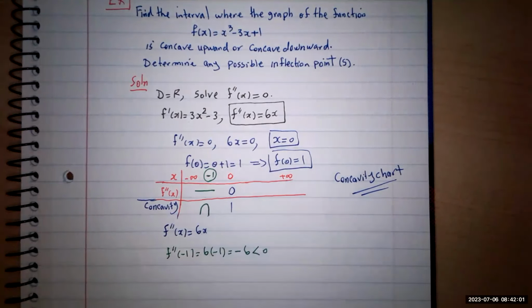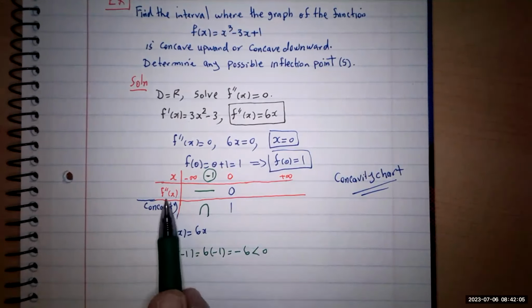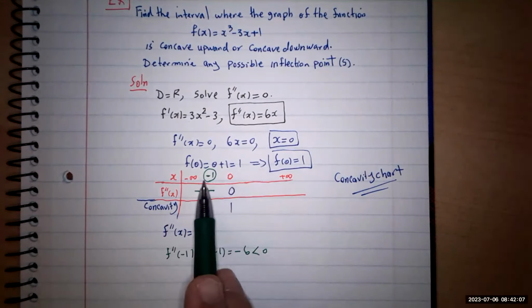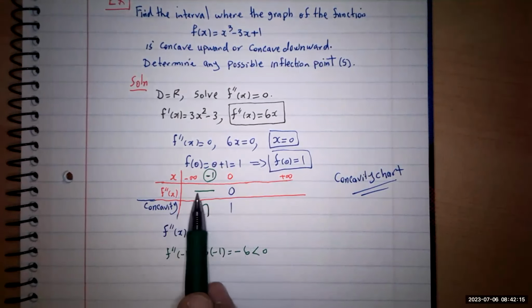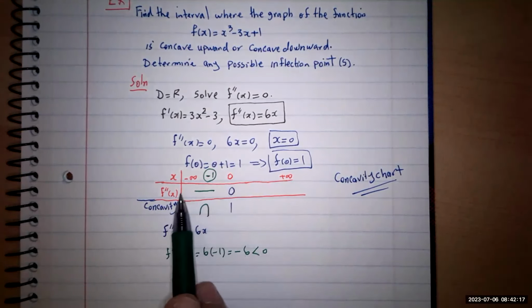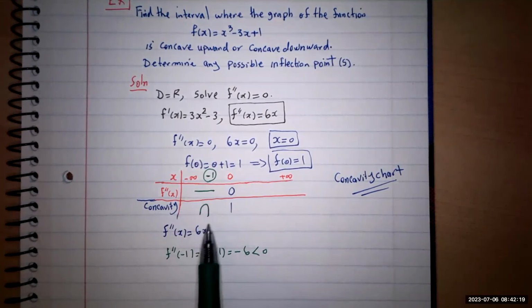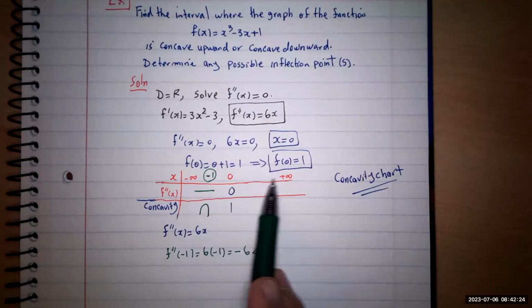That's it. Any question? So you check the sign of the f double prime by picking a number, a test number, we call it. Any number would do it for you. I picked the negative 1, so f double prime is negative. So the second derivative is negative in this region. Second derivative negative means it's concave downward. Any question?